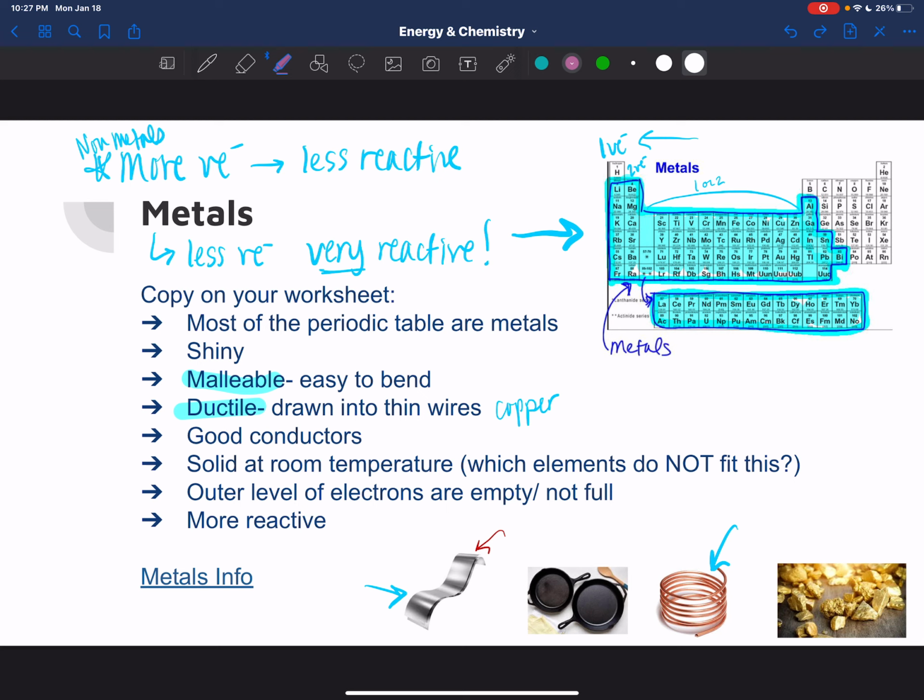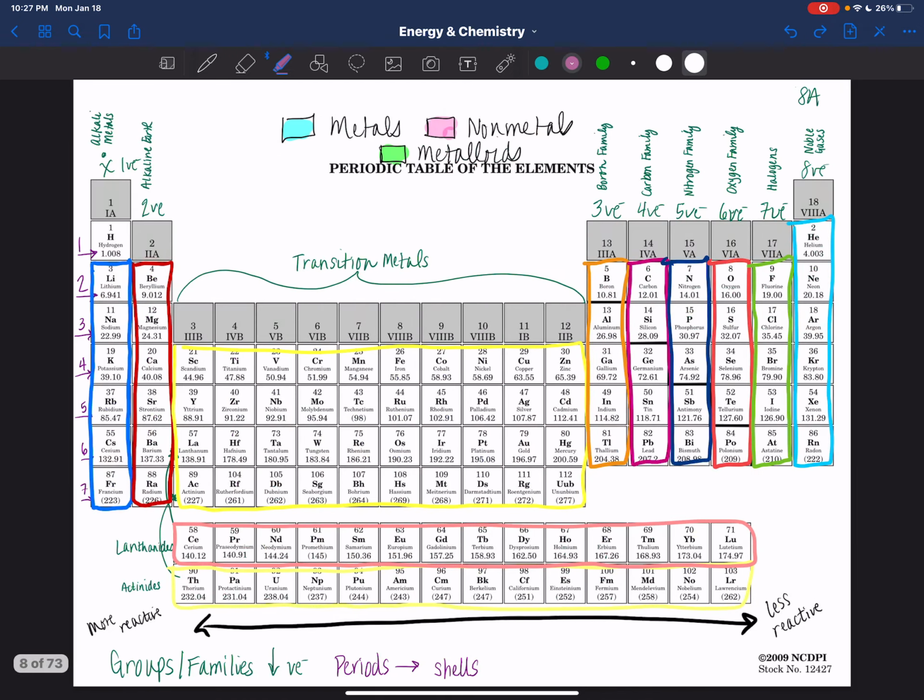So now what you're going to do is go to your periodic table of elements and lightly color in all of the metals. Oops, sorry, went too far. All right, so do not color in hydrogen. Hydrogen is a gas, but we are going to color in the rest of group 1. You're going to color in all of group 2. And then you're going to color in all the transition metals. Those are groups 3 through 12. And then you're going to color your lanthanides and your actinides.